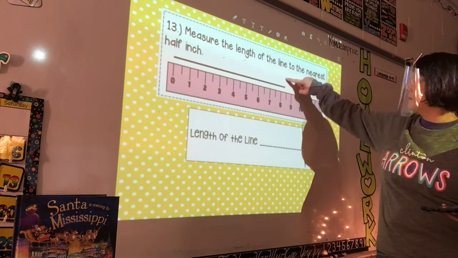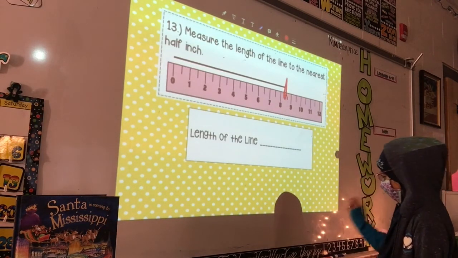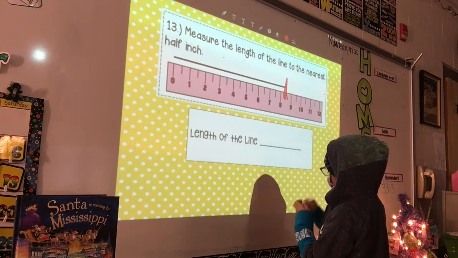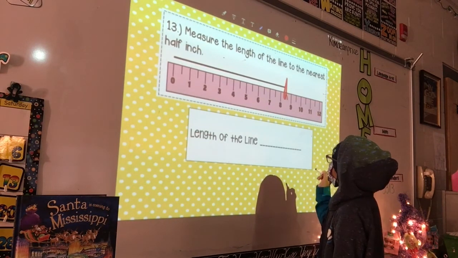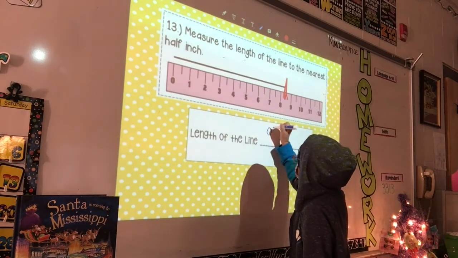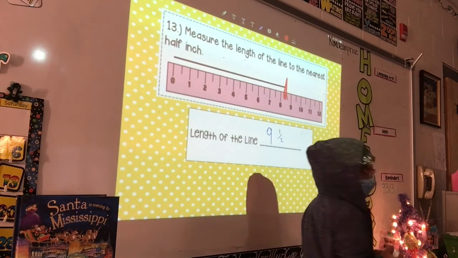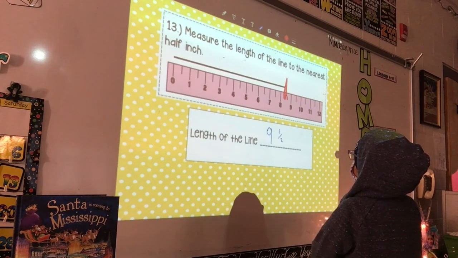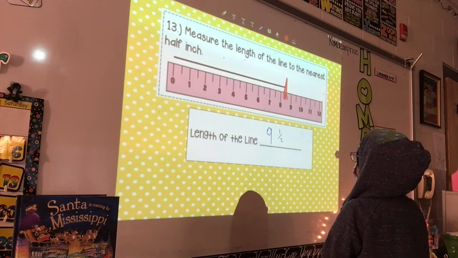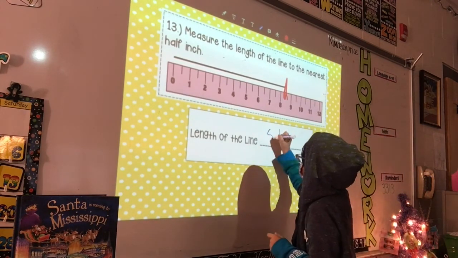The line stops here. I'll draw a line on it. All right, Arish, let's look at it. Did it go past the 9? No, it didn't pass the 9. What did it pass? 8. So what should be your whole number? 8. So change your 9 to an 8. Okay, so 8 and 1/2.